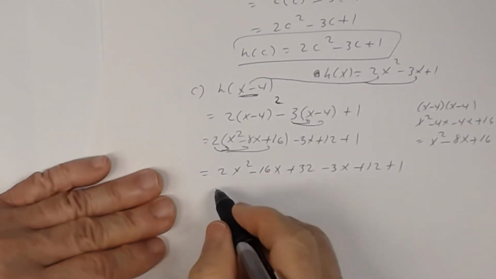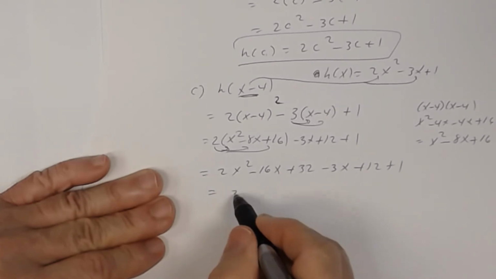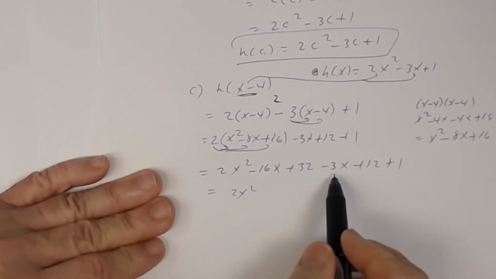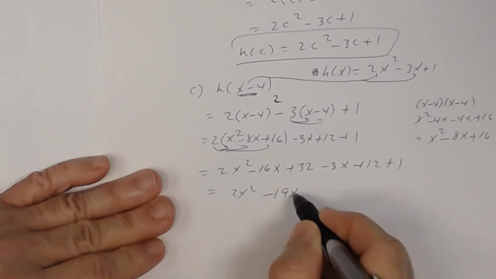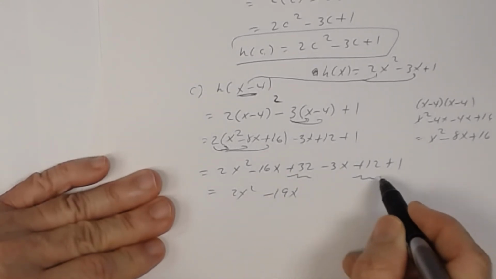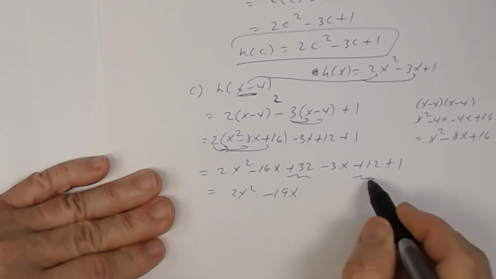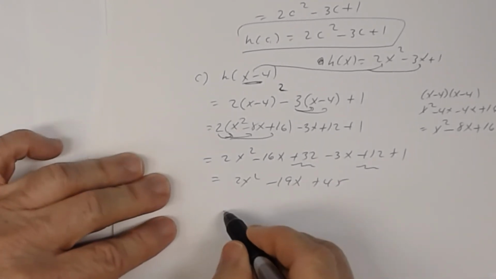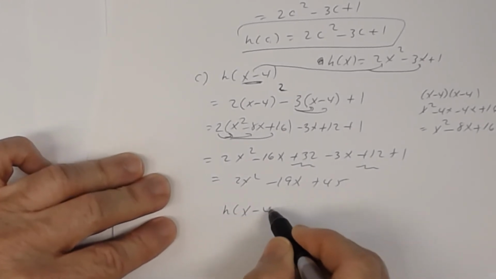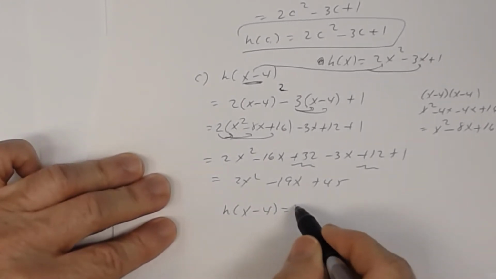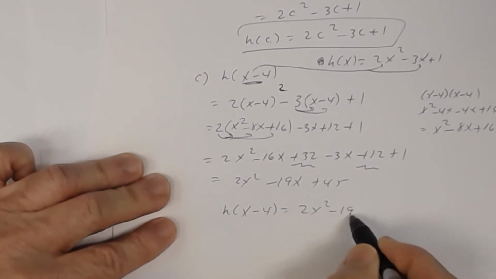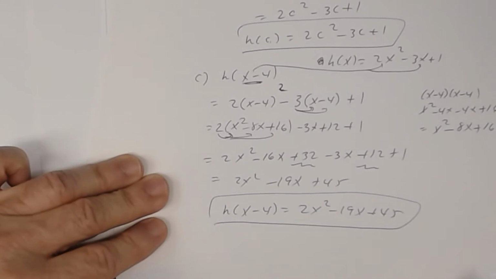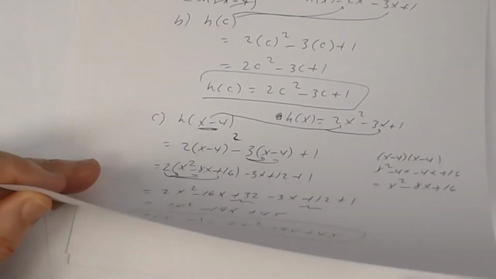And so finally, combining like terms, I get 2x squared. A negative 16x and a negative 3x is a negative 19x. 32 plus 12 is 44. 44 plus 1 is 45. And so therefore your answer, h of x minus 4, will equal this trinomial: 2x squared minus 19x plus 45. That's what it equals. All right, so let's do another one.